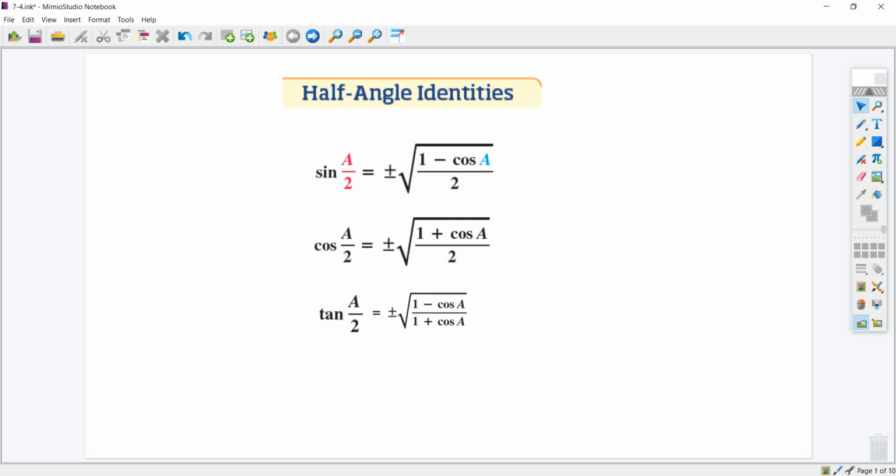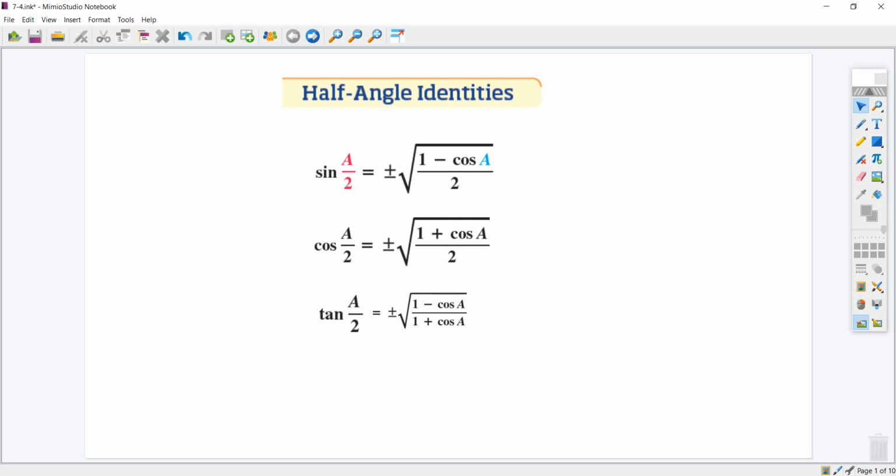Alright, so sine, cosine, and tangent, as I say all the time, are the three most important ones. If you know these three, the others are fine. The cosecant, secant, and cotangent are the reciprocals of these three trigonometric ratios.